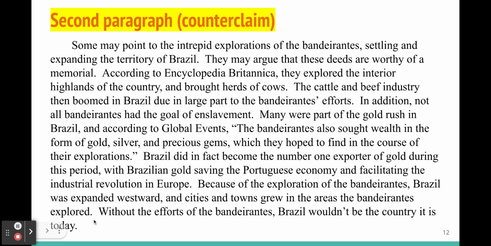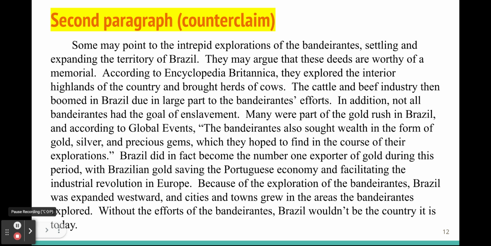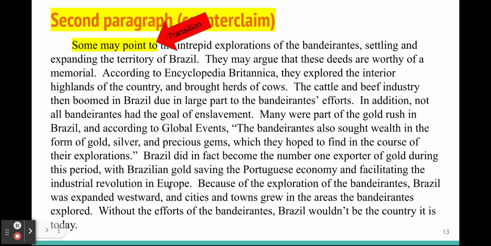Okay. So here is my paragraph. Let's look at the first sentence. Some may point to the intrepid explorations of the Bandeirantes, settling and expanding the territory of Brazil. So I want to point out the first thing that I've done in this paragraph, which is I started with a transition. Remember, your audience is going to be hearing you, not reading you. So they don't know you've started a new paragraph. You probably paused. But now you need to use a transition word or phrase that signals to them, all right, I'm moving on to the other side now. Some may point to.